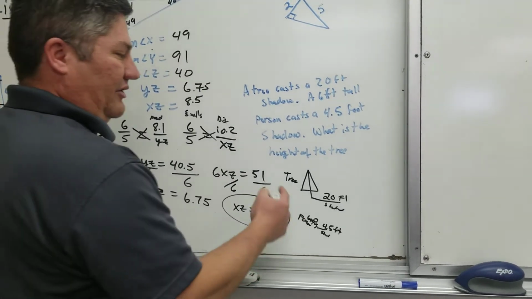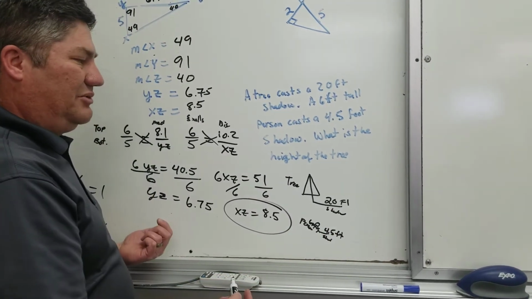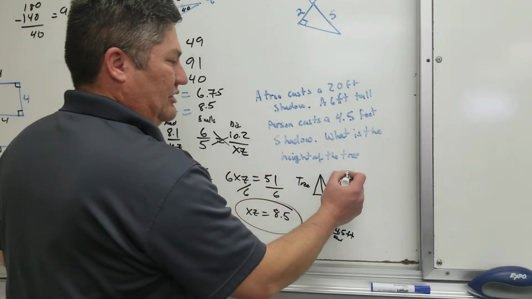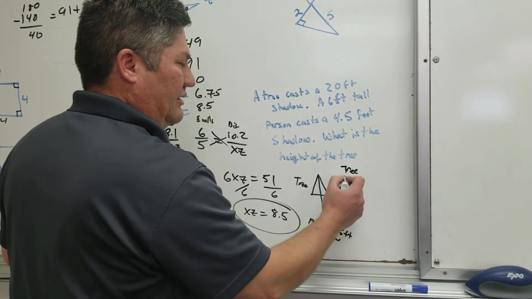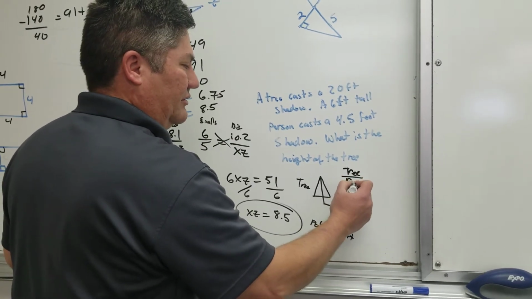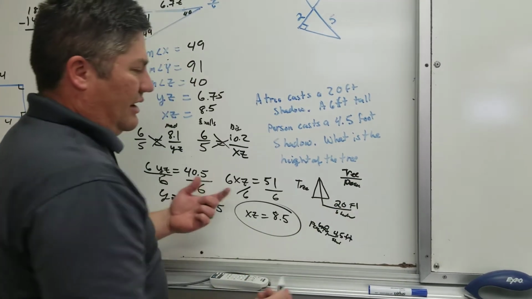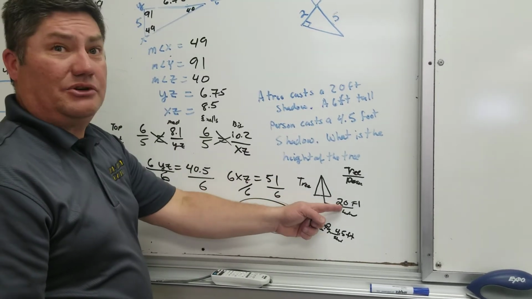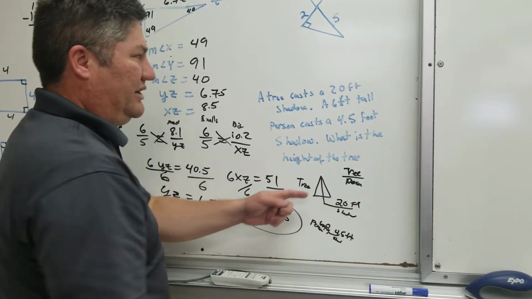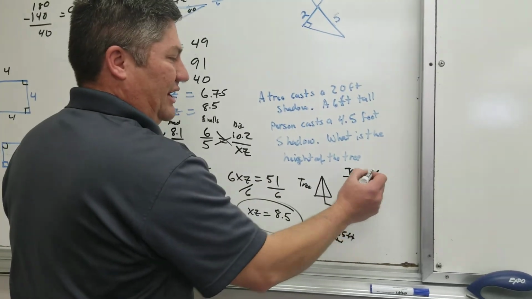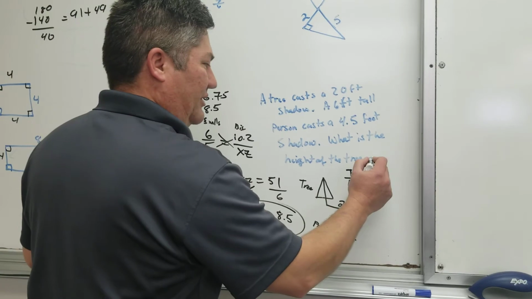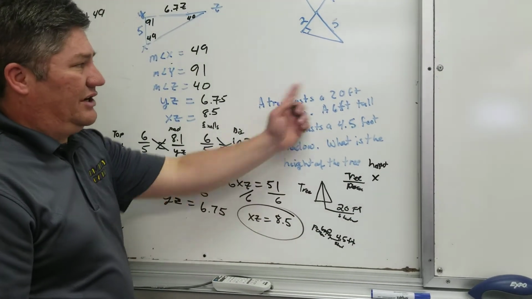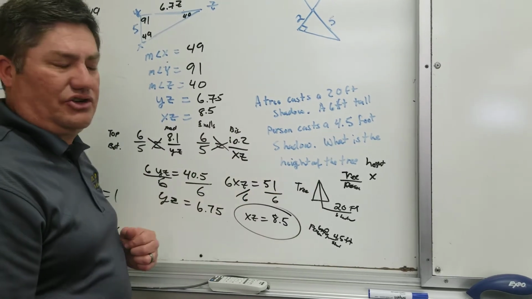Okay, so I'm now going to do exactly what I'm saying, going from tree to person. Again, top to bottom. So I'm going tree versus person. Okay, height of the tree. Do I know it? Do you know the height of the tree? Told me the shadow was 20 feet, right? But it didn't tell me the height of the tree. So I'm going to let that be X. And I'm talking about height. The height of the tree, I don't know. It didn't tell me in the problem. So I'm letting the height of the tree be X.